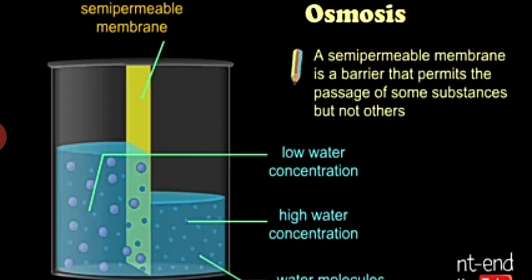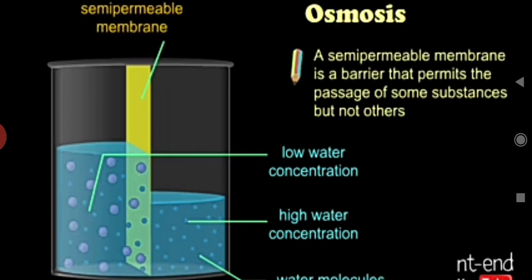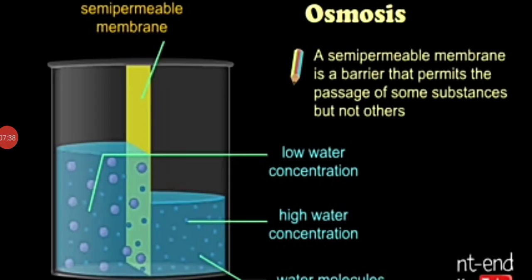In this picture, you can see that the concentration of both solutions was equal in the starting. But now you can see that the quantity of water on the right-hand side is decreasing because it is balancing the concentration of water on the left side. So basically, osmosis is the process in which the movement of particles or substances occurs from higher concentration to lower concentration.